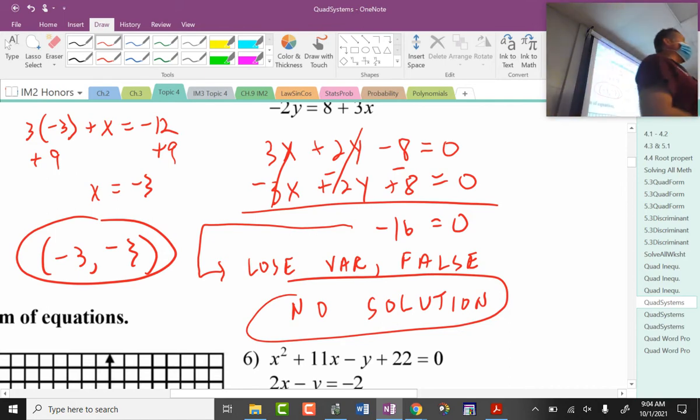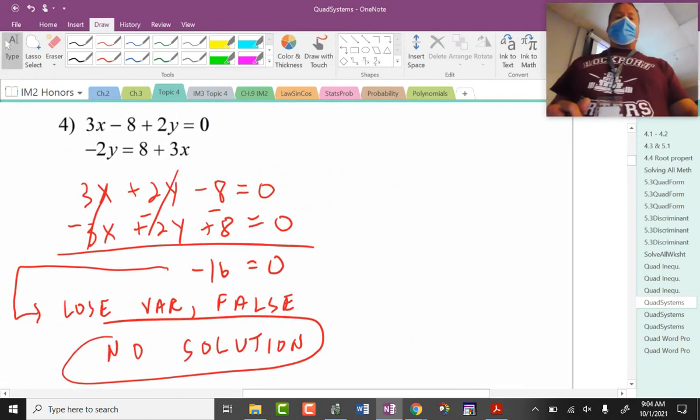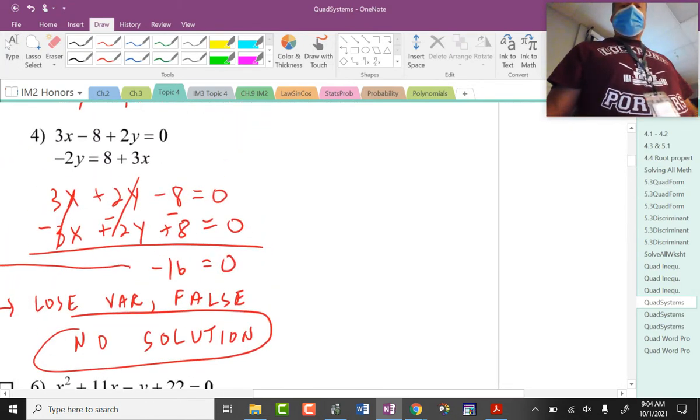But in this case, what does that mean about the two lines? What two lines never intersect? 3, 2, 1, go. Parallel. That means the lines are parallel. So that's why you got no solution, because you got no intersection. So it's a little different than solving an equation and you get no solution. It just means the equation is not solvable. In this case, there's something a little bit more. And then maybe a note to self.